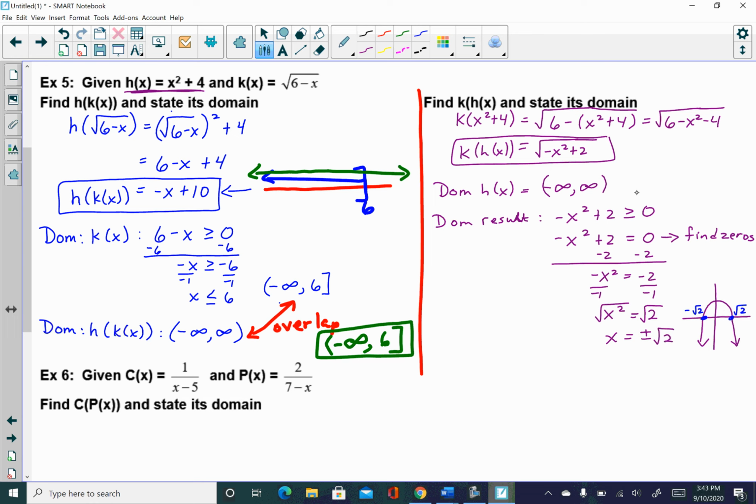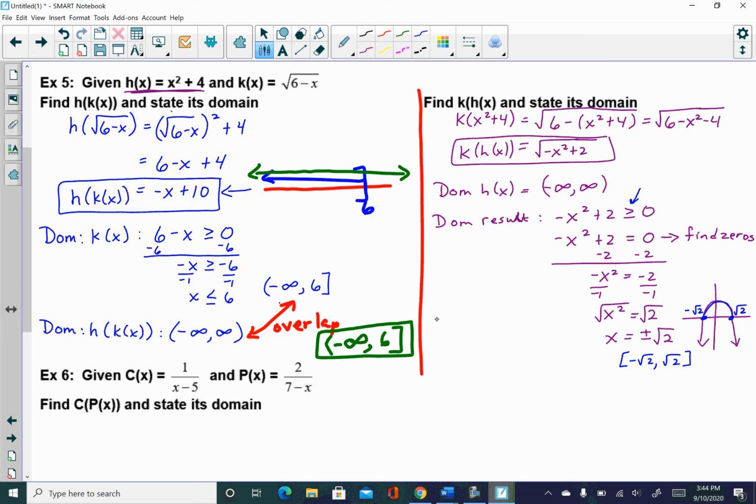Remember from the beginning, we're interested in where this is greater than or equal to 0. So think about what makes sense. If you're going to be greater than or equal to 0, does it make sense for that to be above the x-axis or below the x-axis? And hopefully you agree that it makes sense for that to be above the x-axis. So we can see that we are greater than or equal to 0 when we are between this negative square root of 2 and positive square root of 2. So we can say then that our domain here would be from negative square root of 2 to positive square root of 2. That would be our domain for the result.